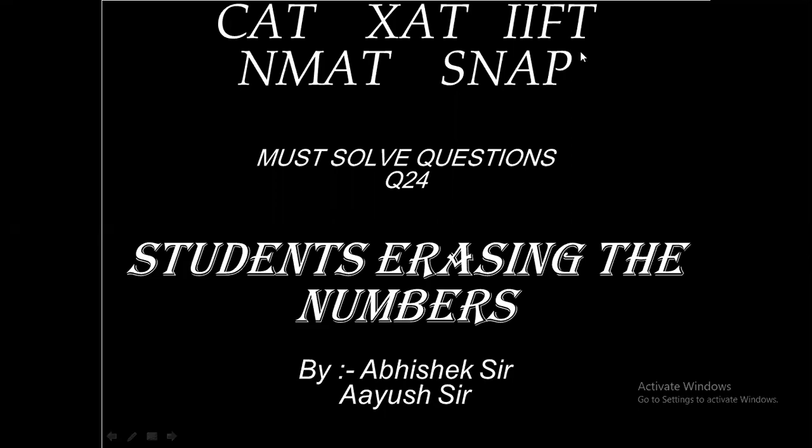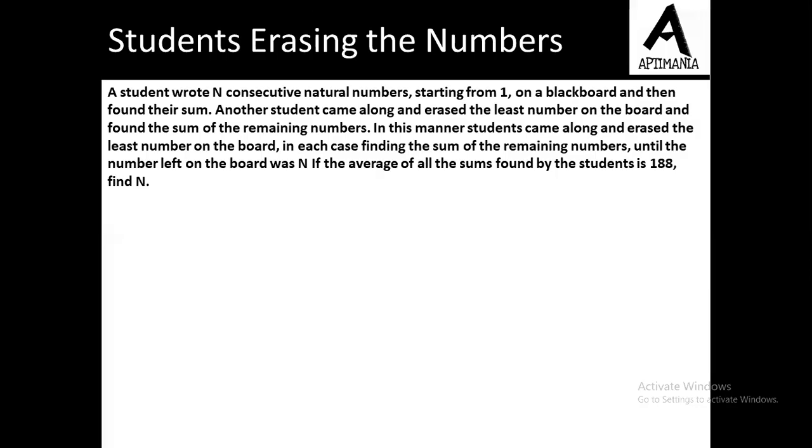Hello. In this video, we are going to discuss a very good question based on the property of numbers. The question is: a student wrote n consecutive natural numbers starting from 1 on a blackboard and then found their sum. So there was a student, he wrote numbers 1, 2, 3, 4 and so on till n and found their sum, right?